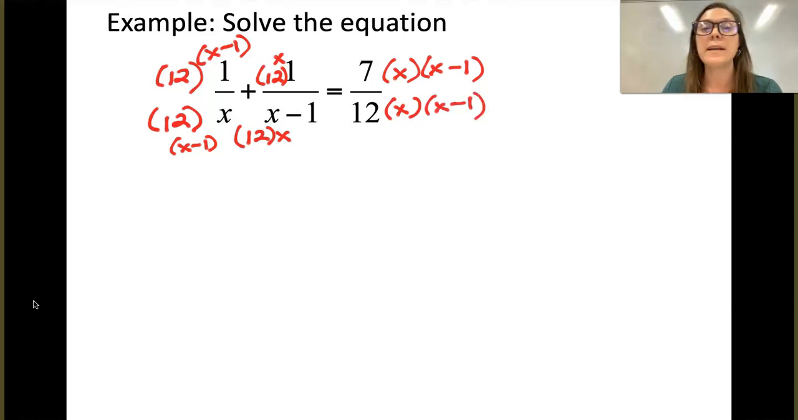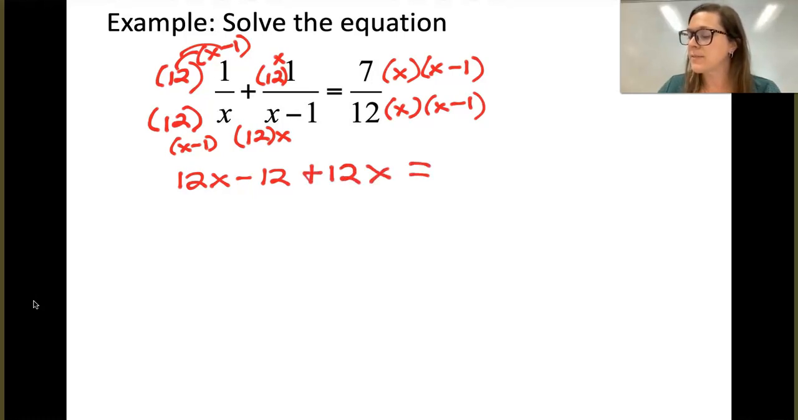So now all my denominators have a 12, all my denominators have an x, all my denominators have an x minus 1, right? So remember, when all of my denominators are the same, I can just ignore them because they cancel out, and I can just focus on the numerator. So 12 times 1 is 12, so when I distribute that through, I get 12x minus 12. 12 times 1 is 12, times x is 12x, is equal to 7 times x, is 7x. Distributing there gets me 7x squared minus 7x.